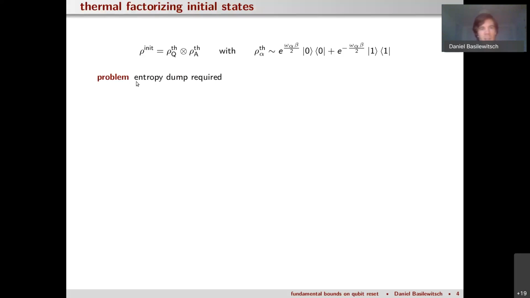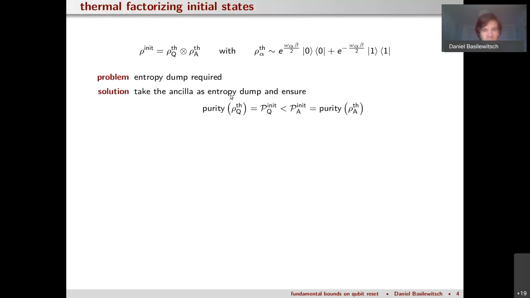And as I mentioned initially, what we need is to export entropy. So we need to dump the entropy somewhere, and as you might have guessed, we need to dump it in the environment, and here we want to use explicitly the ancilla, because we have a strong coupling between qubit and ancilla, so we can expect this dumping process to happen much faster than with a slow coupling to the environment. However, in order to be able to dump entropy from the qubit to the ancilla, we need this quantity to hold: that the purity of the ancilla is initially larger than the purity of the qubit. This means that the ancilla has initially less entropy, so it can basically take entropy from the qubit.